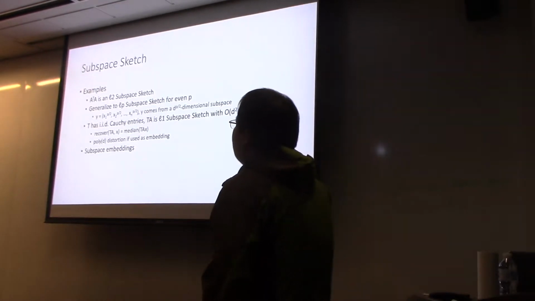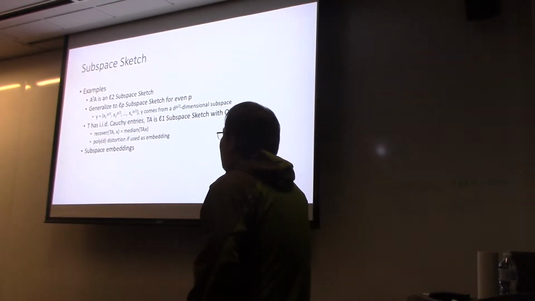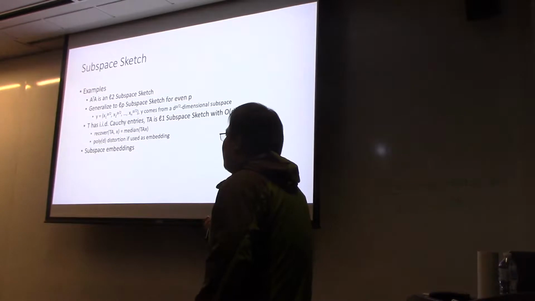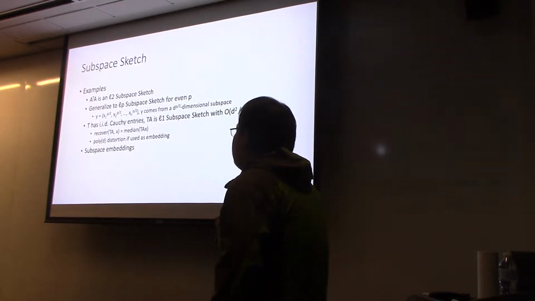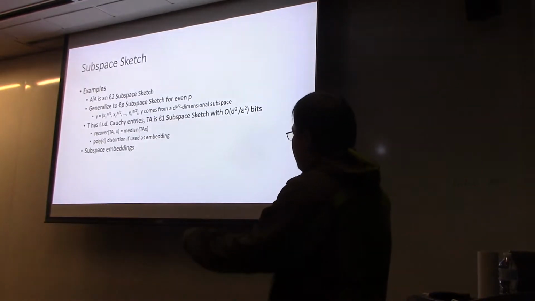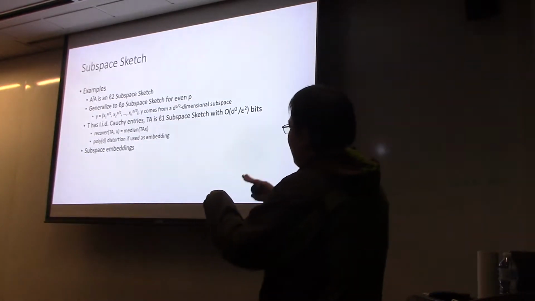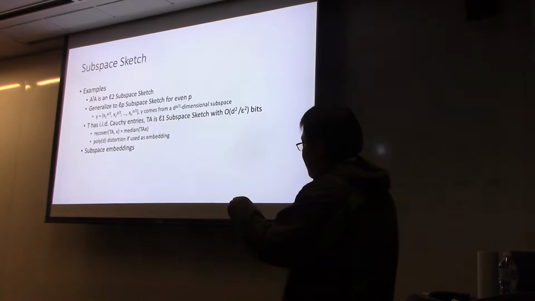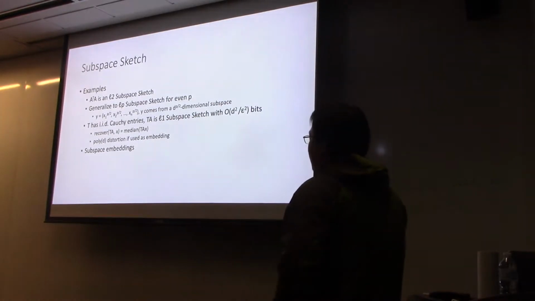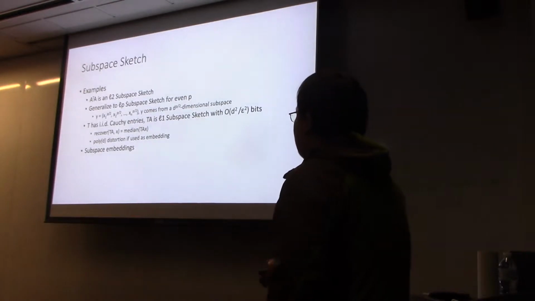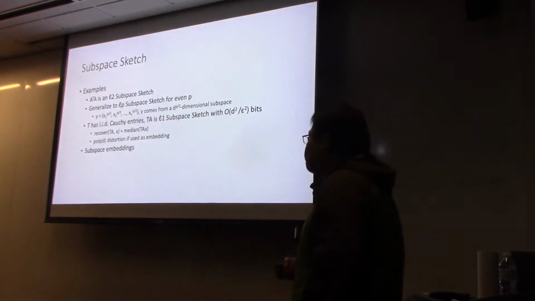The recover function is a little bit strange here. If you want to recover the L1 norm of Ax, then you apply this median function, which is you look at all the coordinates of Tx, you find the median of the absolute values of these coordinates. And we can show that this is an L1 subspace sketch.